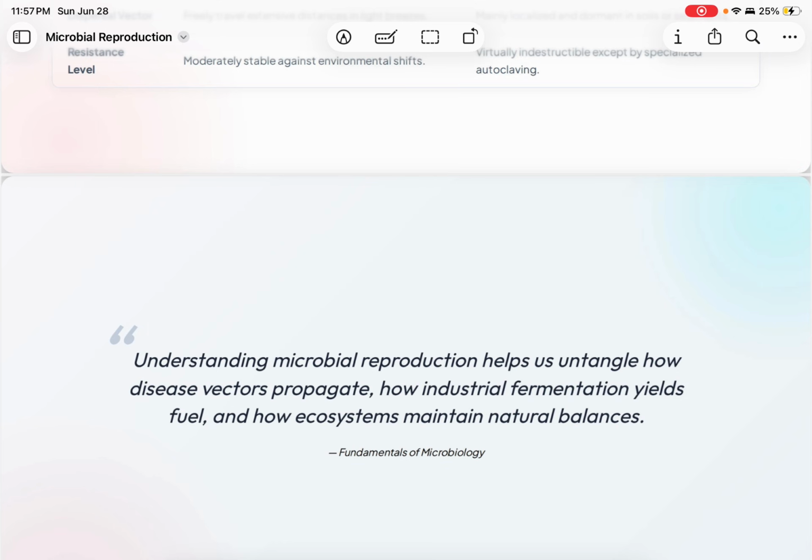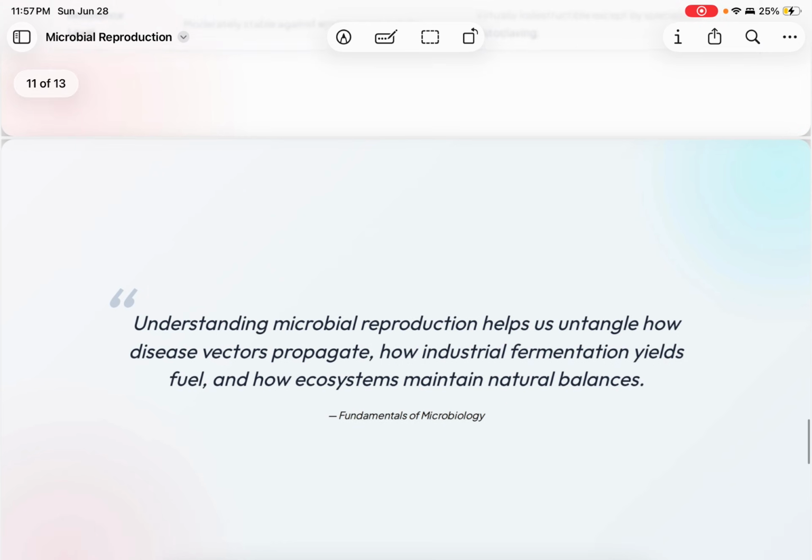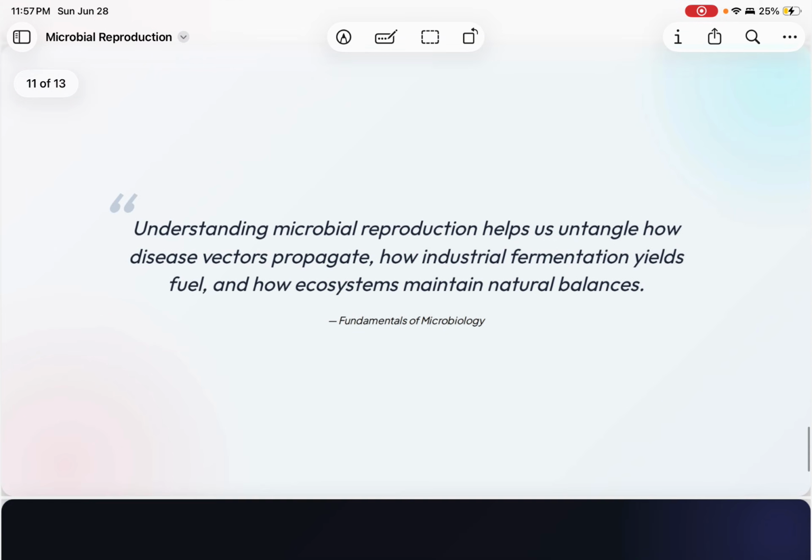And then there's this quote: understanding microbial reproduction has untangled how disease vectors propagate, how industrial fermentation yields fuel, and how ecosystems maintain natural balance. By Fundamentals of Microbiology. So, understanding how microbes reproduce helps us understand a lot of things that we wouldn't understand before.